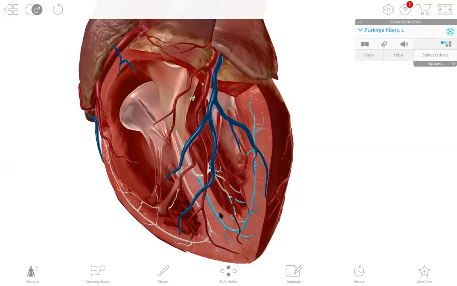Let me repeat it: the whole of the conducting system is supplied by the right coronary artery, except a small part of the left bundle branch, which is supplied by the left coronary artery. So for the conducting system, if I have a problem with the right coronary artery blood supply, it could lead to arrhythmias.